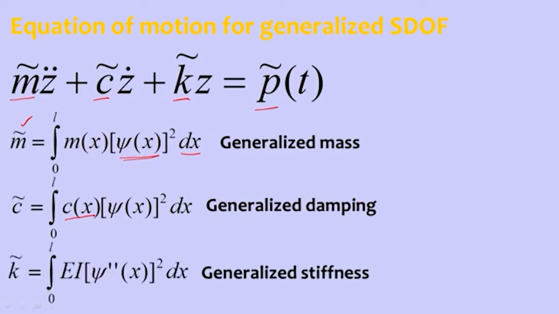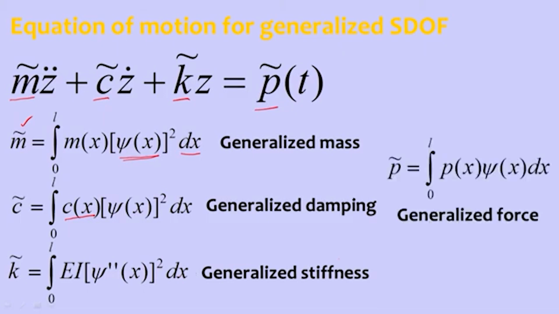Similarly, we get generalized stiffness: stiffness again, integral 0 to L of EI ψ double prime (x) square dx. This is generalized stiffness, and also generalized force, which is p(x) ψ(x) dx integrated over 0 to L. So we have the generalized properties: generalized force, generalized stiffness, generalized damping, and generalized mass. All these we have. Now let us go into the application. How do we make use of this and solve the problem?